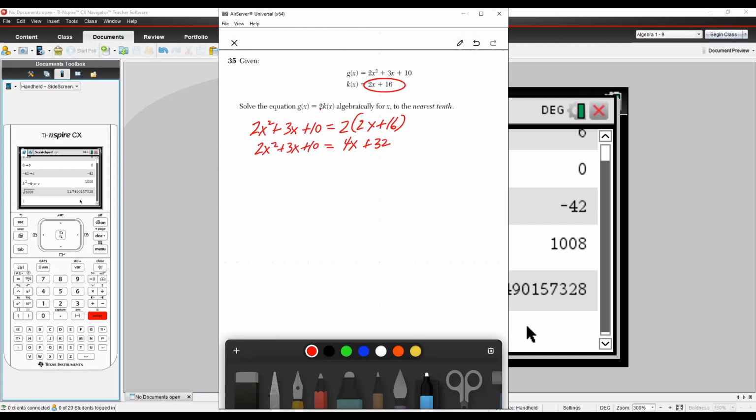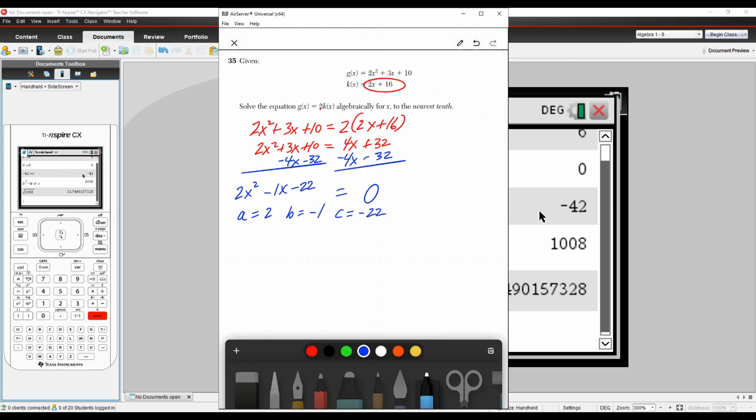Now we want to use the quadratic formula, but the only way that we can use it is if everything is on the left-hand side. So I'm going to subtract 4x and subtract 32, and this is going to be 0, which is what we need. This is going to be 2x squared minus 1x minus 22. So now we can use the quadratic formula. A is going to be 2, B is going to be negative 1, and C is going to be negative 22. And then I'm just going to enter this into the quadratic formula.